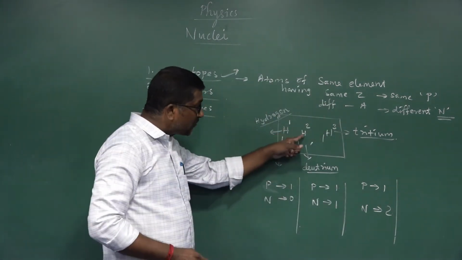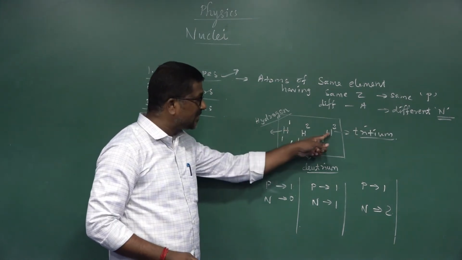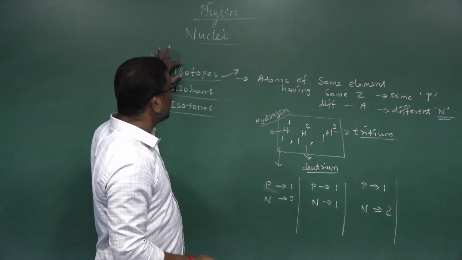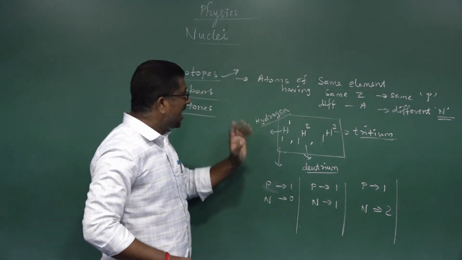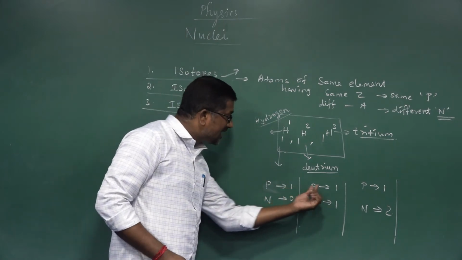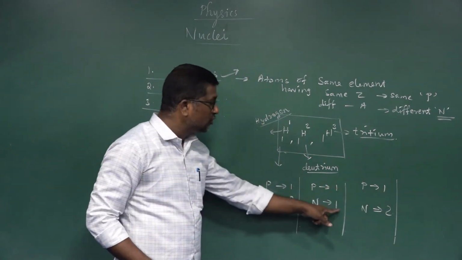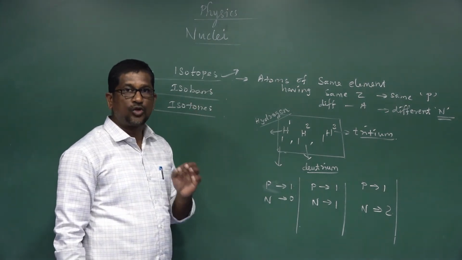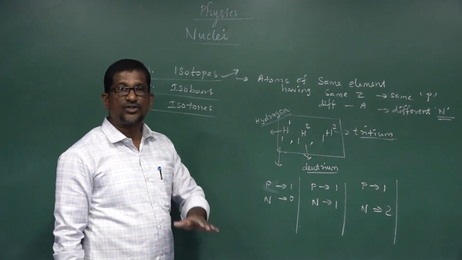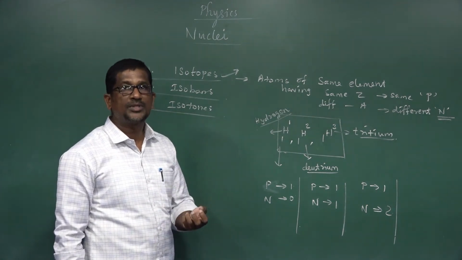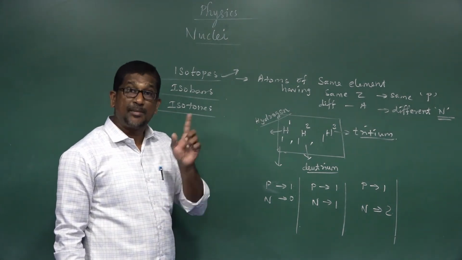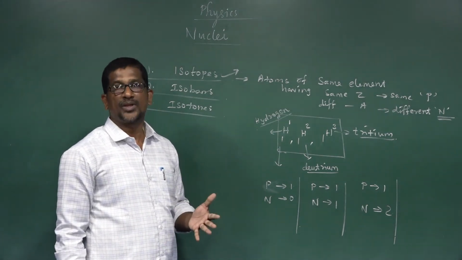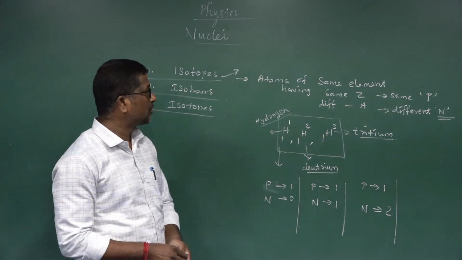So the atoms of the same element having the same atomic number but different mass number are called isotopes. Or the atoms of the same element having the same proton number but different neutron number are called isotopes. Right? Once again I repeat, isotopes are one of the classifications of nuclei. What are called isotopes? The atoms of the same element having the same atomic number but different mass number, or the same proton number but different neutron number, right?